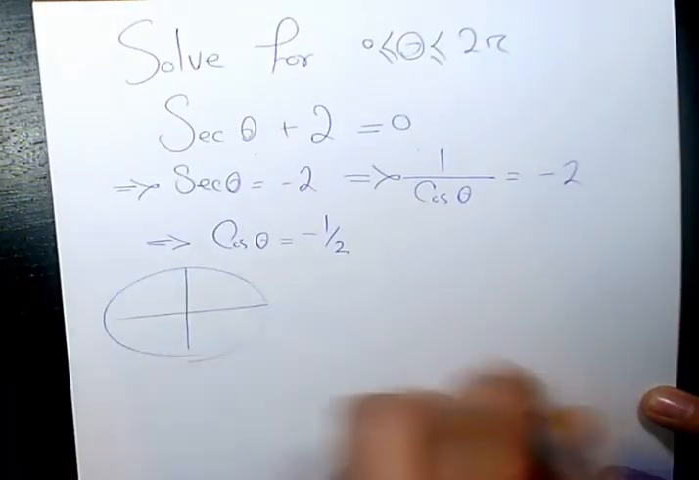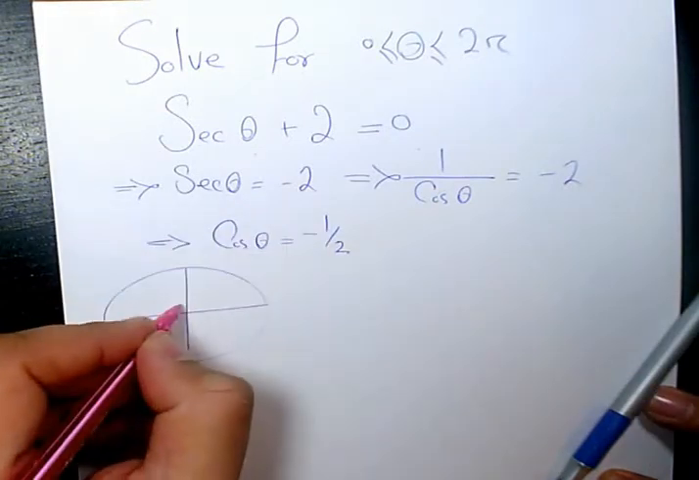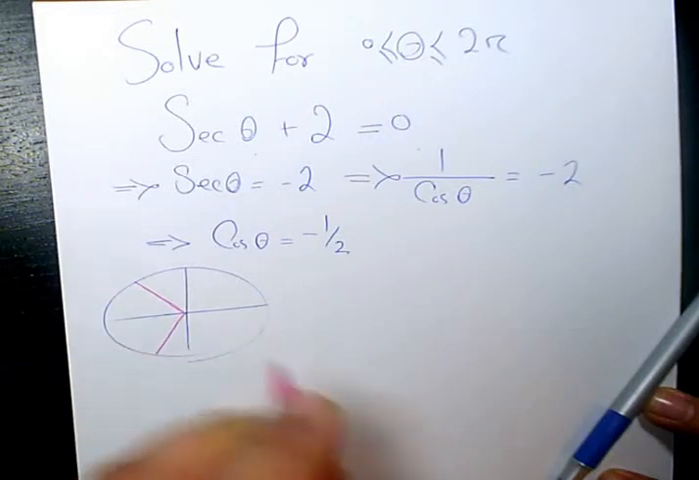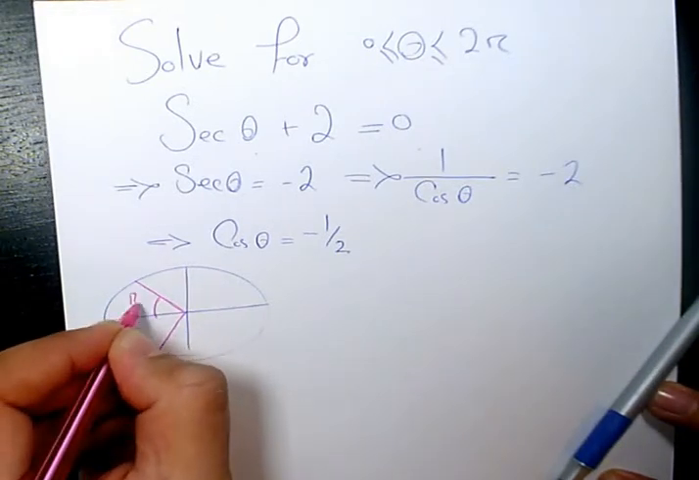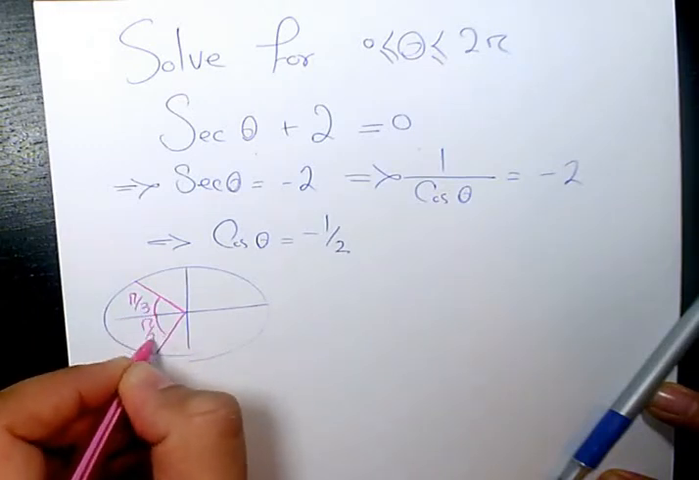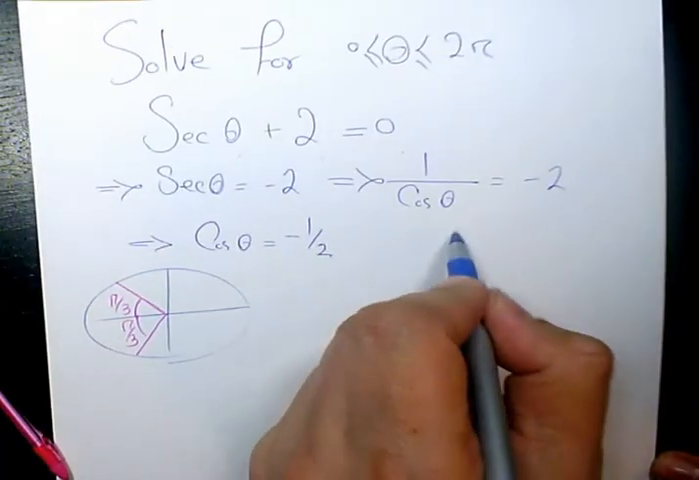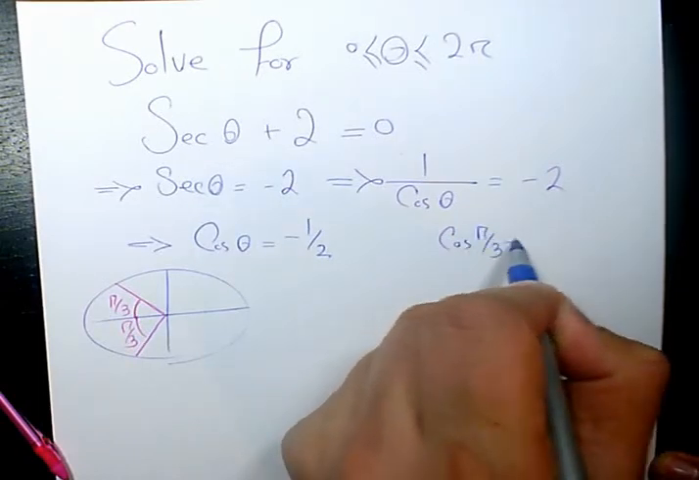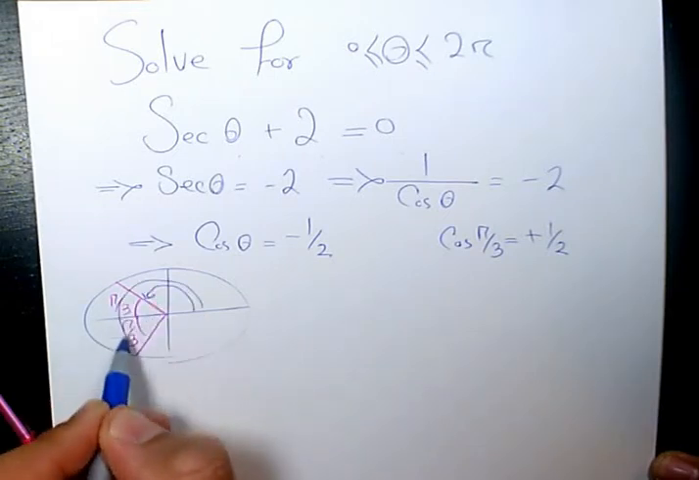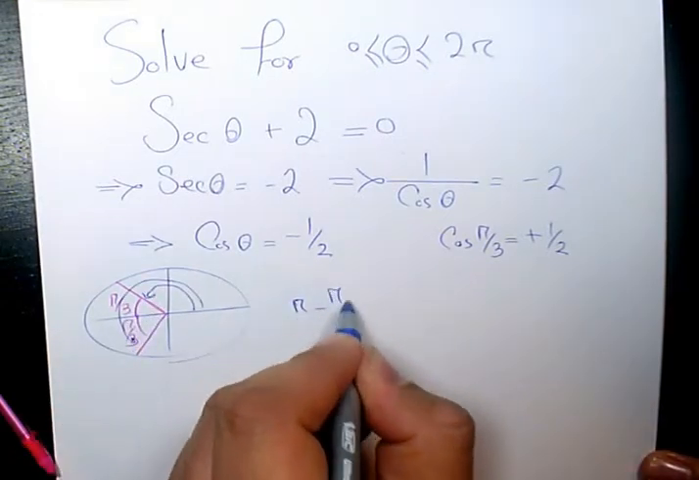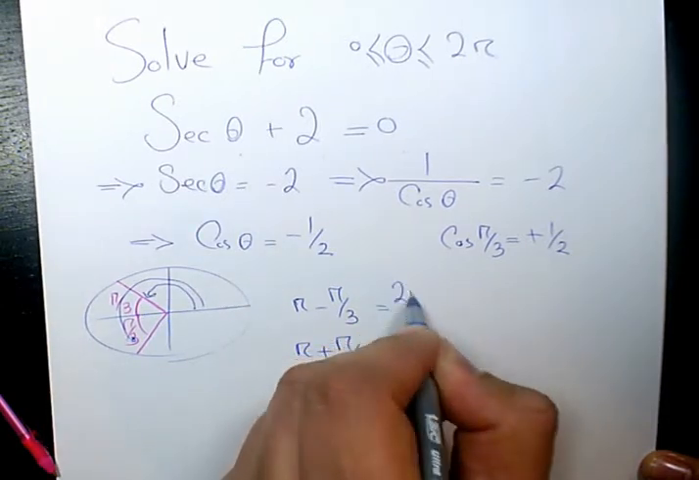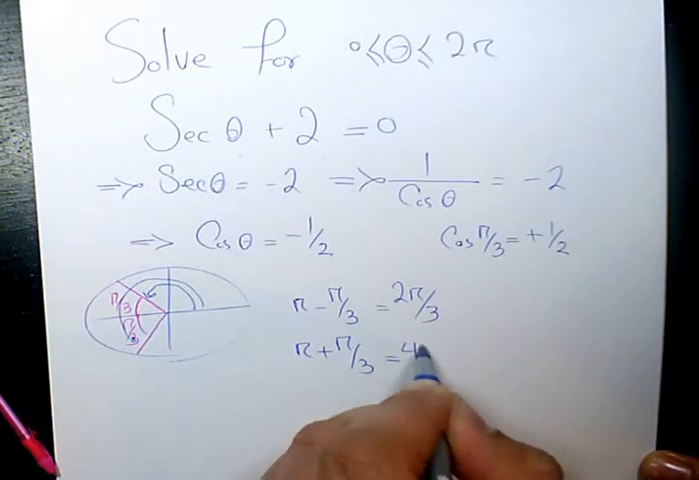Based on the CAST rule, we know cosine is negative in quadrant 2 and quadrant 3. So we have pi over 3 as the reference angle in both, because cosine of pi over 3 is positive 1 over 2. That's why it's related. So the two answers are pi minus pi over 3 and pi plus pi over 3: 2 pi over 3 and 4 pi over 3.